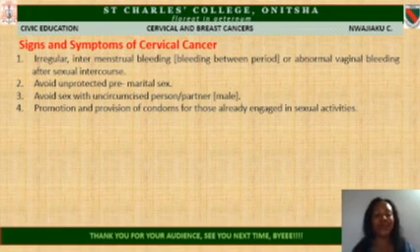Number two, avoid unprotected premarital sex. Number three, avoid sex with an uncircumcised person or partner. Number four, promotion and provision of condoms for those already engaged in sexual activities, not for everybody.